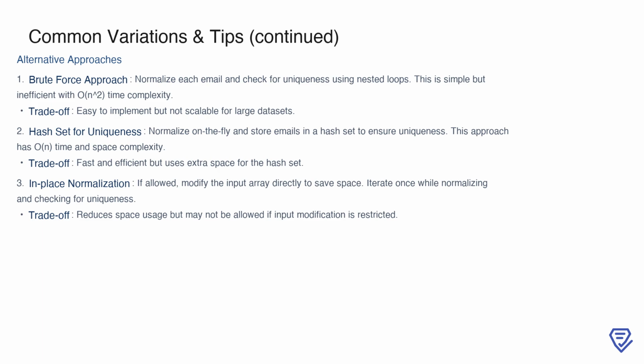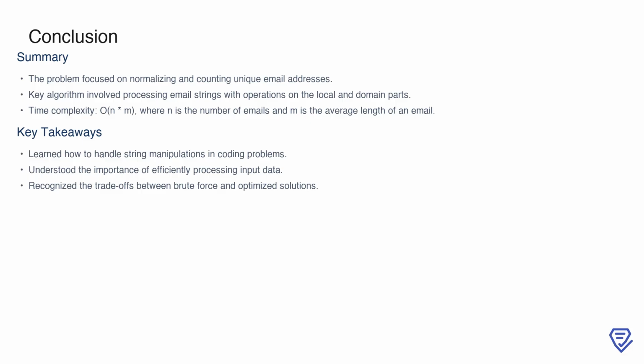If you're seeking to reduce space usage further, an in-place normalization approach can be considered. Here, you modify the input array directly by normalizing emails as you iterate and checking for uniqueness in a single pass. This reduces memory overhead but might not be permissible if input modification is restricted. Each approach has trade-offs, so understanding the constraints and requirements of the problem will help you decide which strategy is most appropriate.